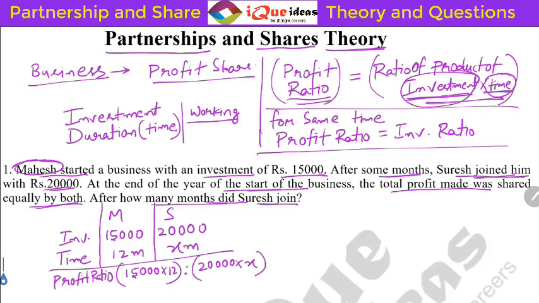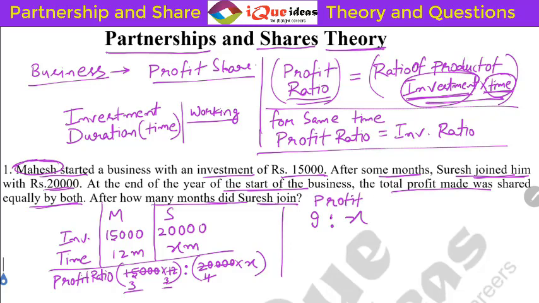Whatever ratio we get, that is the ratio of profit share. So 3 zeros are cancelled. And then 5 cancels 15 3 times and 5 cancels 20 4 times. 4 cancels 12 3 times. So 3 into 3, that is 9, is to X. This is the profit ratio.